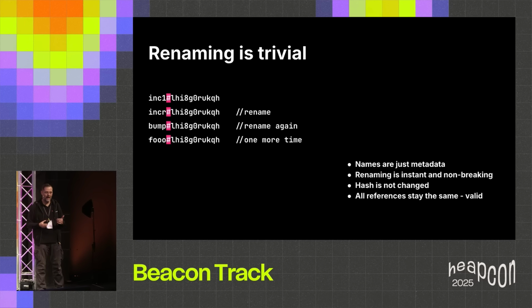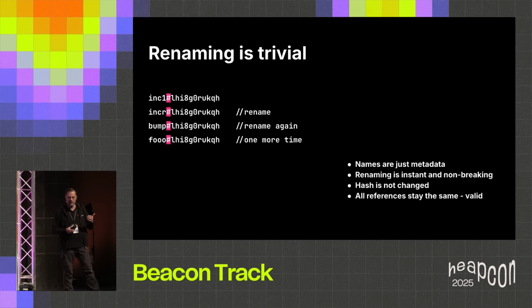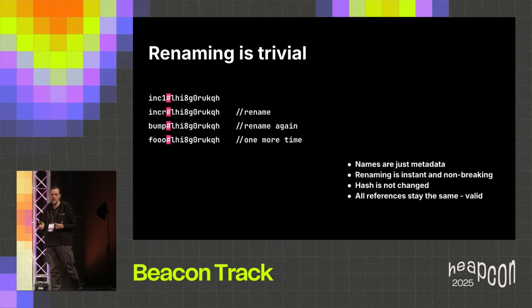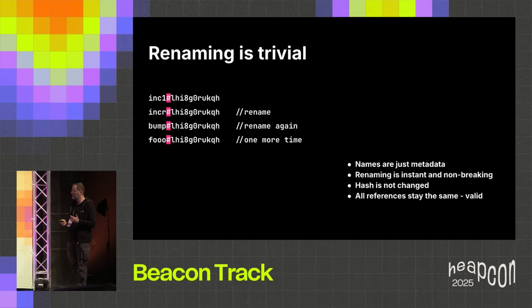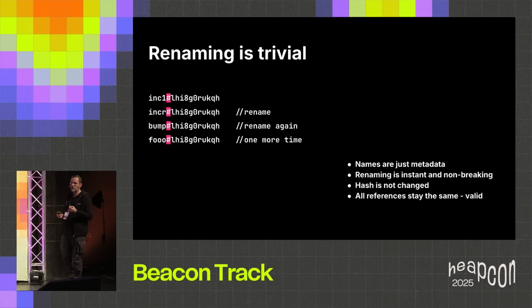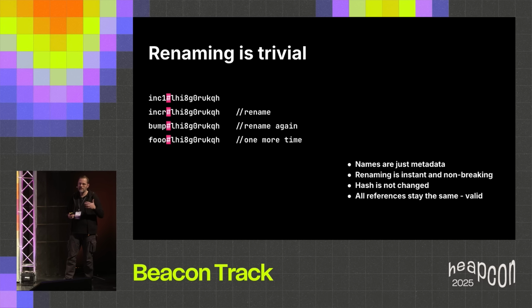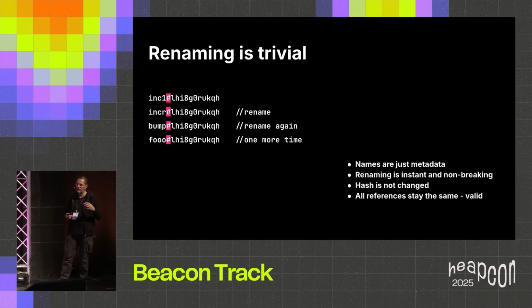So internally, hashes are stored, and the names are attached as metadata, which means that you can change the name of the function at will, instantly, without breaking anything. We eliminated a whole class of problems with naming. So renaming is instant, it's painless, it's not breaking anything, because the hash is not changed. And this is what our references are built upon, hashes.